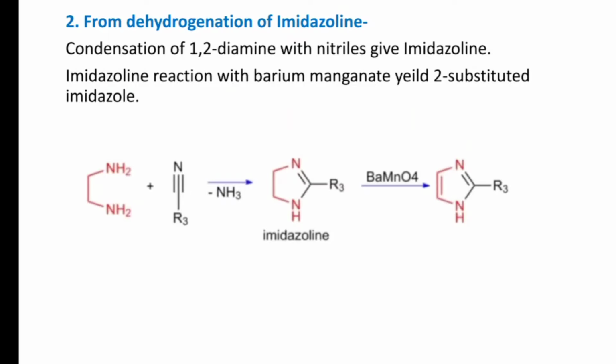The second method is from dehydrogenation of the imidazoline. So, condensation of the 1,2-diamine with the nitriles gives the imidazoline. This imidazoline reacts with the barium manganate, so it gives the product that is 2-substituted imidazole.